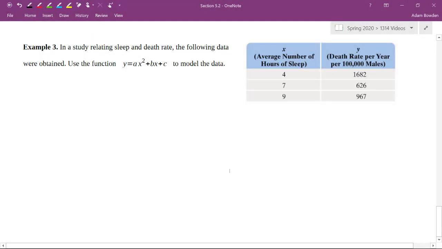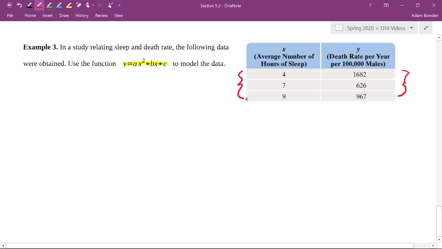It says here, in a study relating to sleep and death rate, the following data were obtained. We're going to use the function y equals ax squared plus bx plus c to model the data. So what we're trying to come up with here is a quadratic function that matches up with the data that we're given for x and for y.